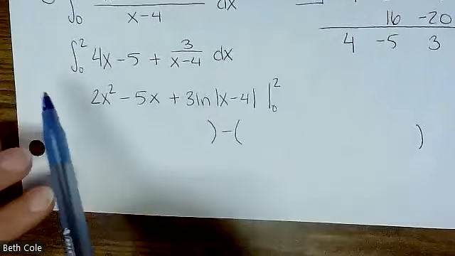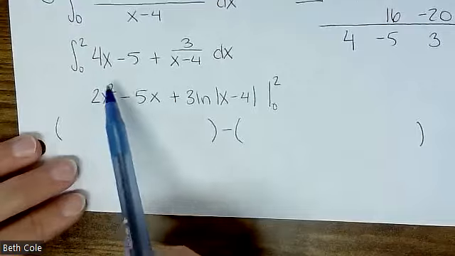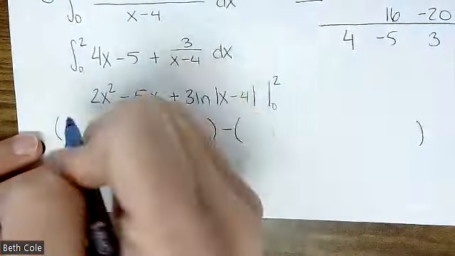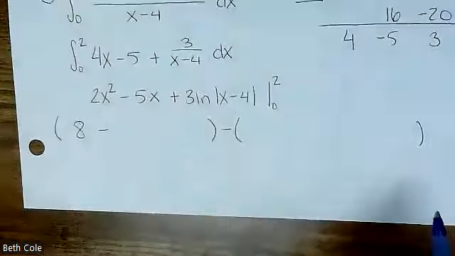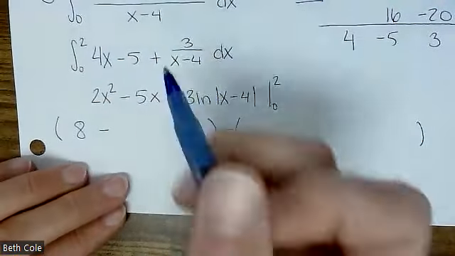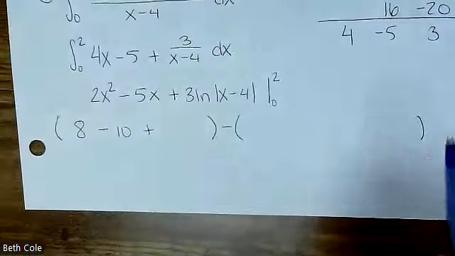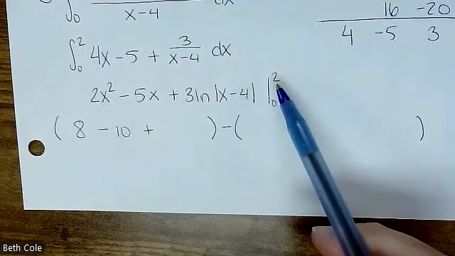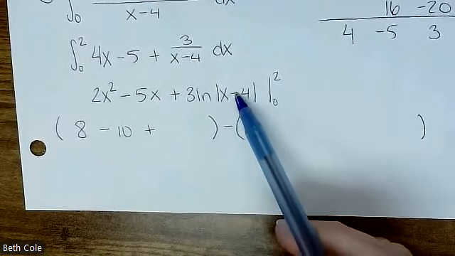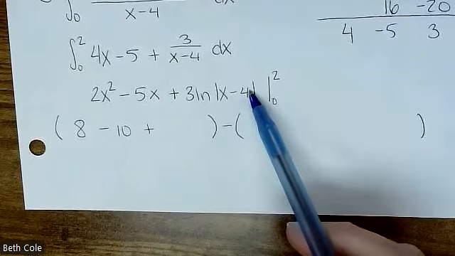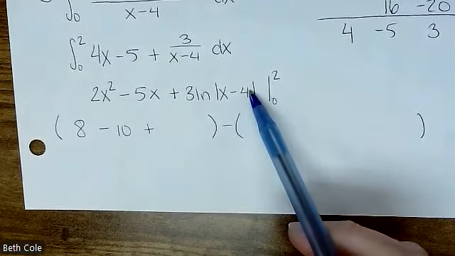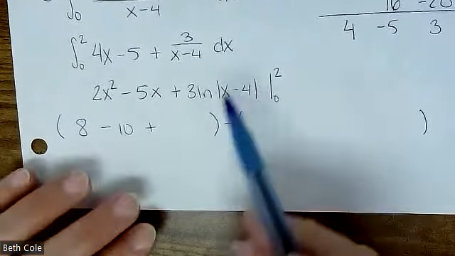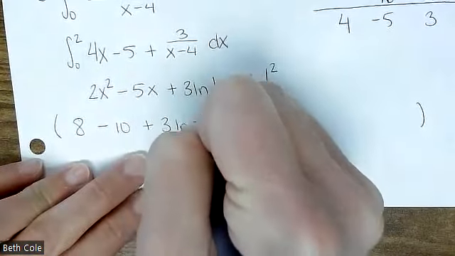Let's plug in 2. 2 squared, 4, double that, 8, perfect. Minus 10, good, plus, now look, here's where you get to drop the absolute value because it's going to be an actual number. 2 minus 4 is -2, but the absolute value of -2 is 2. So it's 3 ln of 2.